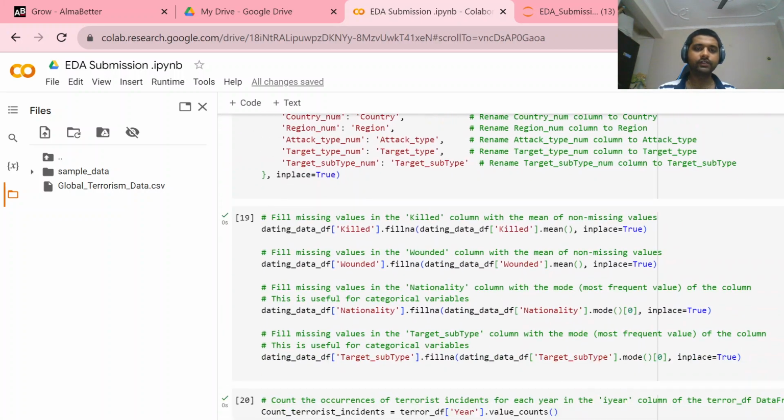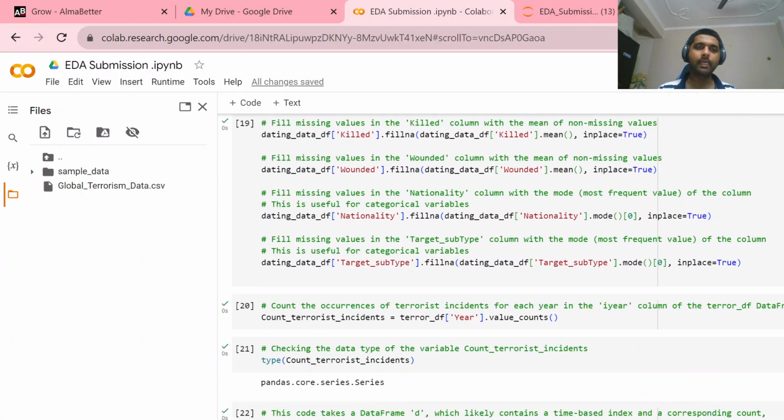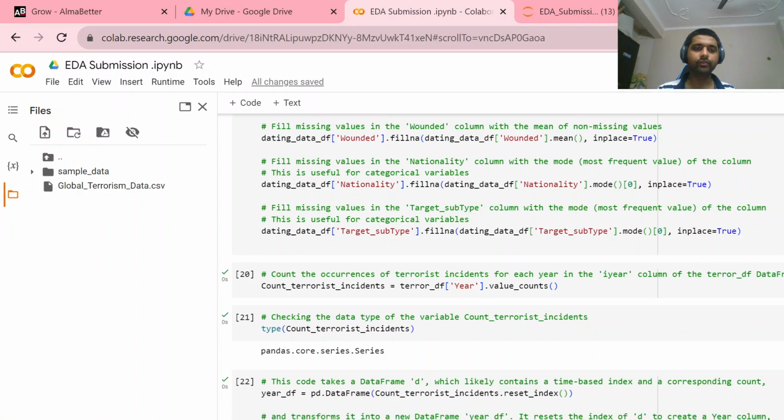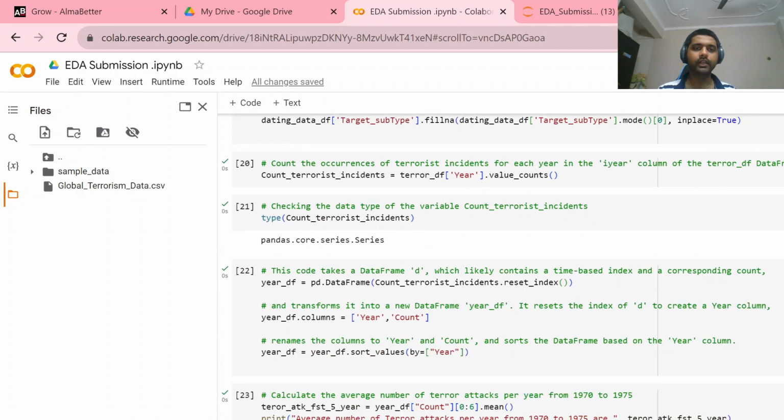These are the data sets which we use further. We fill the null values over here as we did before. Here we make a data set in which we count the terrorist incidents by the year: in different years, how many terrorist attacks occur.